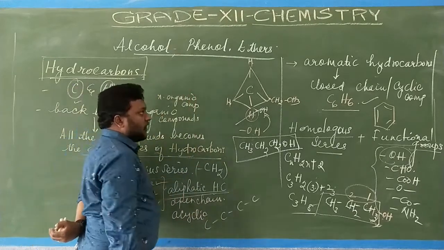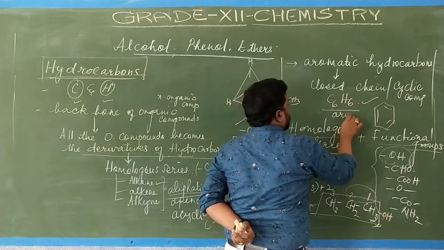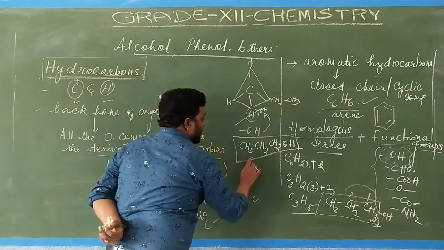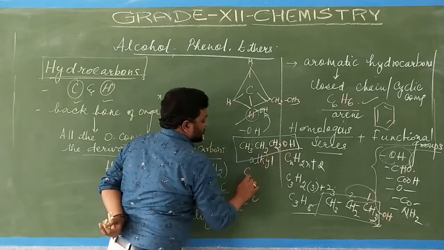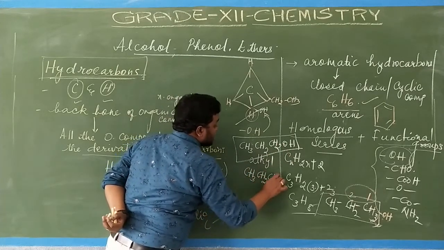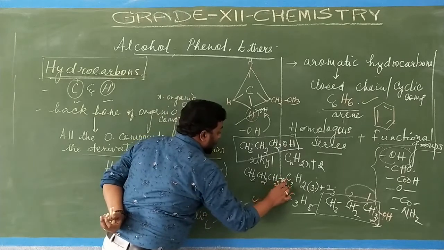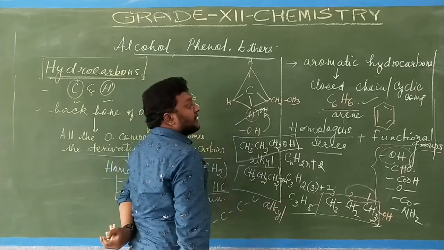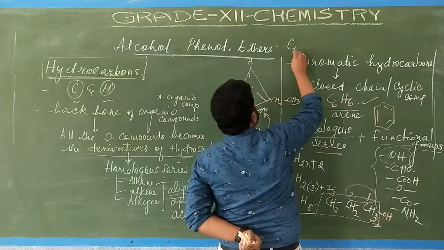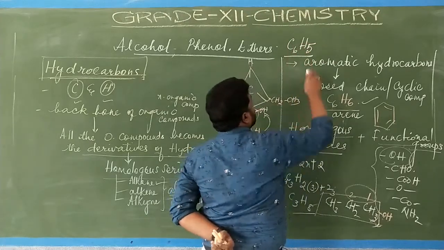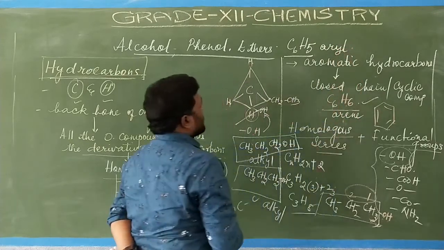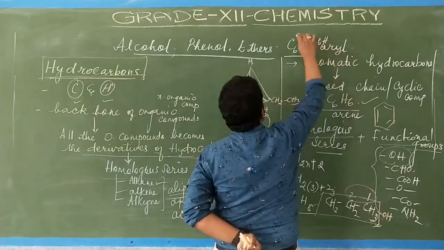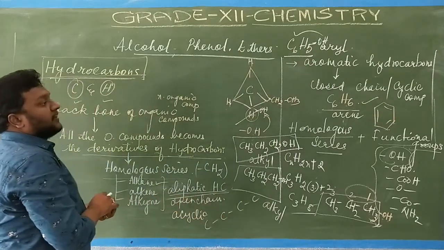Now coming to phenol. This is called an alkane, and the group is alkyl: one hydrogen is substituted with CH3, CH2, CH2, in order to attach this OH. Here, C6H6 is called arene. C6H5 is called the aryl group. When a hydrogen is substituted by OH, we call this phenol.